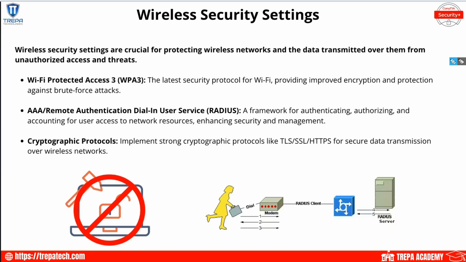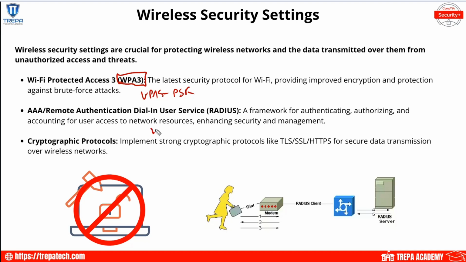So when we're doing wireless encryption, the standard now is WPA3. WPA2 is not necessarily vulnerable, but WPA3 allows us extra protections against brute force and provides us perfect forward secrecy when doing WPA3 PSK, okay? So that's the latest security protocol for Wi-Fi and improves encryption and protection against brute force.